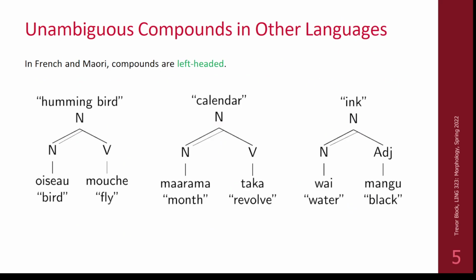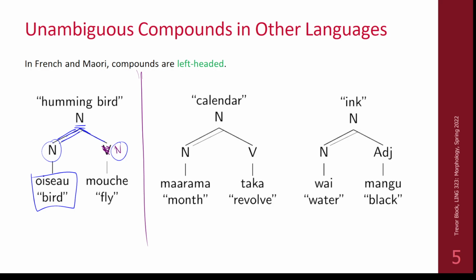In French and Maori, compounds are left-headed. I'd like to correct this and say that this is a noun for hummingbird, from what I've heard in class. The one on the left is French, the other two are Maori. If we see bird and fly, and we ask ourselves what is a hummingbird? Categories aren't going to help us in this case, according to actual French. But a hummingbird is a type of bird, so we can assume that this is the head, and French linguists would tell us, yes, this is the head.